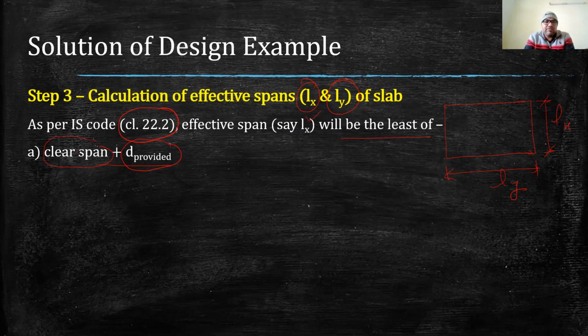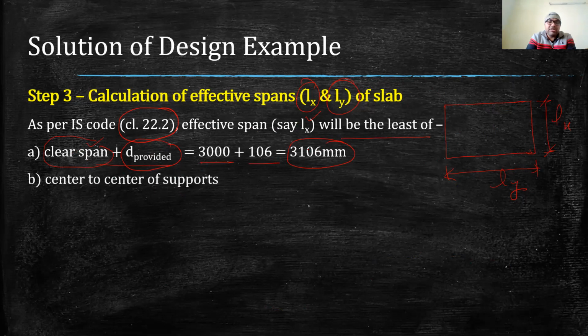For that we will find out the clear short span, and the clear short span is already given in the question, which is 3 meter. So putting the value, we have 3000 plus 106. That becomes our effective span as per the first parameter.